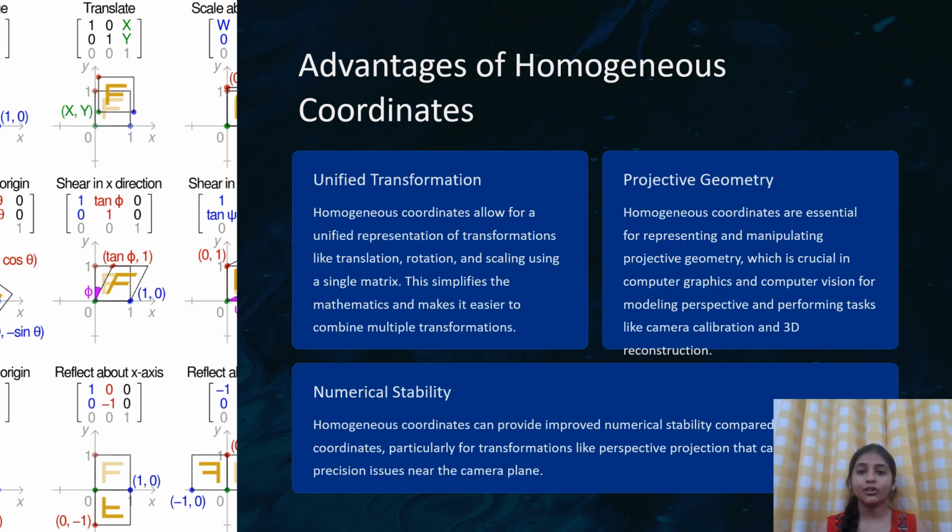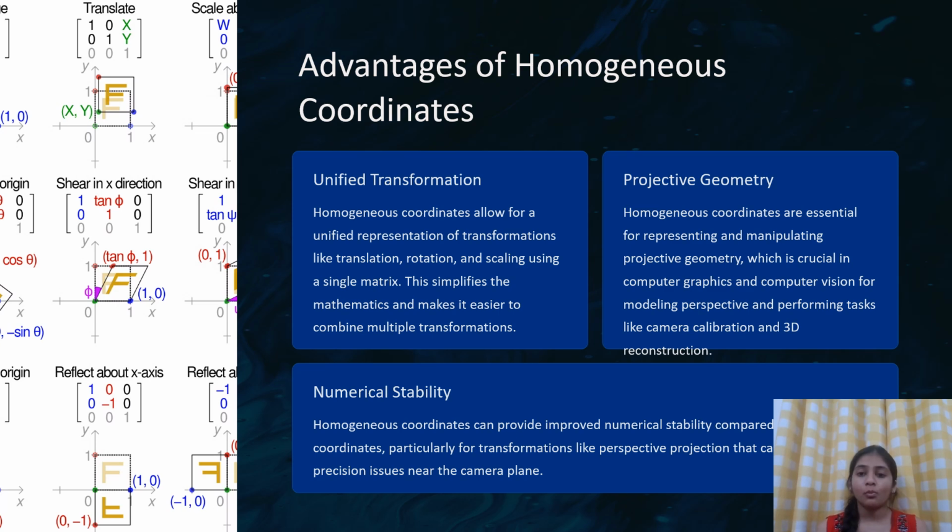The advantages of homogeneous coordinates: unified transformation, projective geometry, numerical stability. Unified transformation. Homogeneous coordinates allow for unified representation of transformations like translation, rotation, and scaling using a single matrix. This simplifies the mathematics and makes it easier to combine multiple transformations.